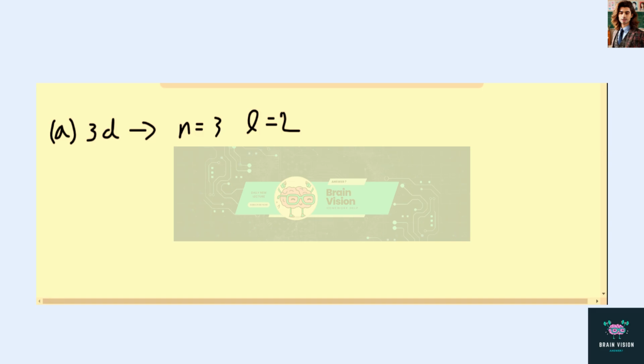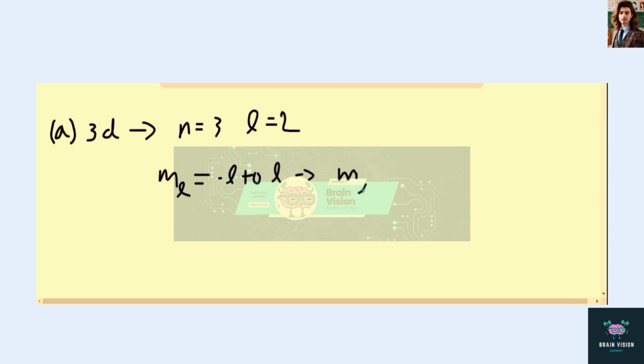This is because S is equal to 0, P is equal to 1, D is equal to 2, F is equal to 3. Now, based on the fact that l is equal to 2, we can get our m sub l value. So m sub l is equal to negative l to l. Therefore, we have m sub l is equal to negative 2 all the way to 2.